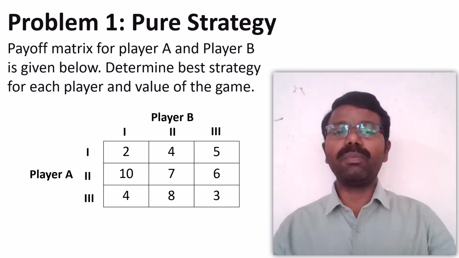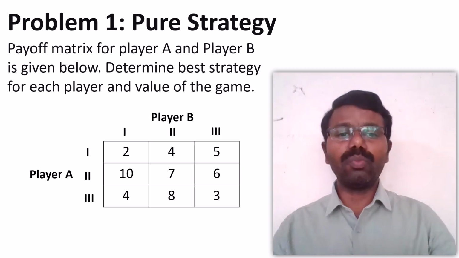First, in pure strategy, player A and player B select only one strategy, which will give more profit to them. We always understand these problems with ourselves as player A and player B as the opponent. That is why this payoff matrix is a positive matrix, with all values positive. Now let us try to solve this pure strategy problem.